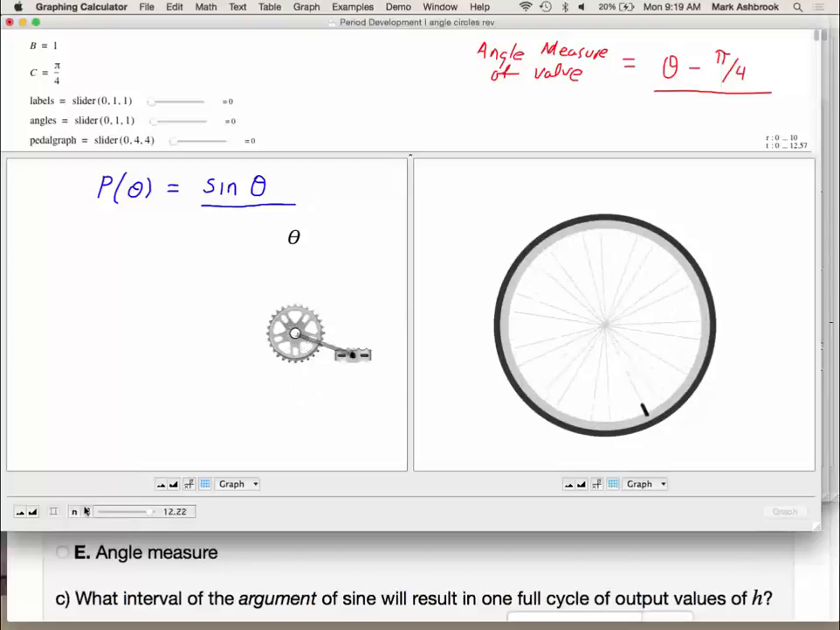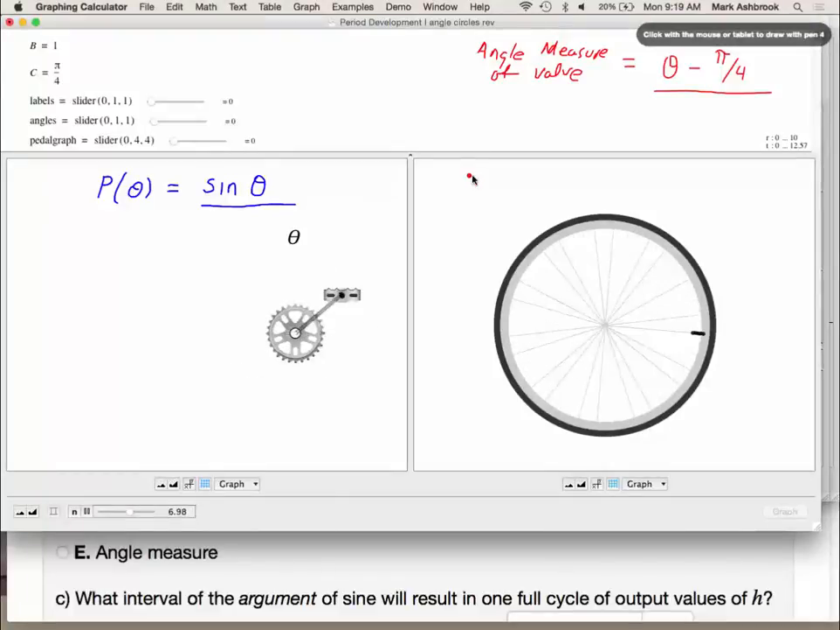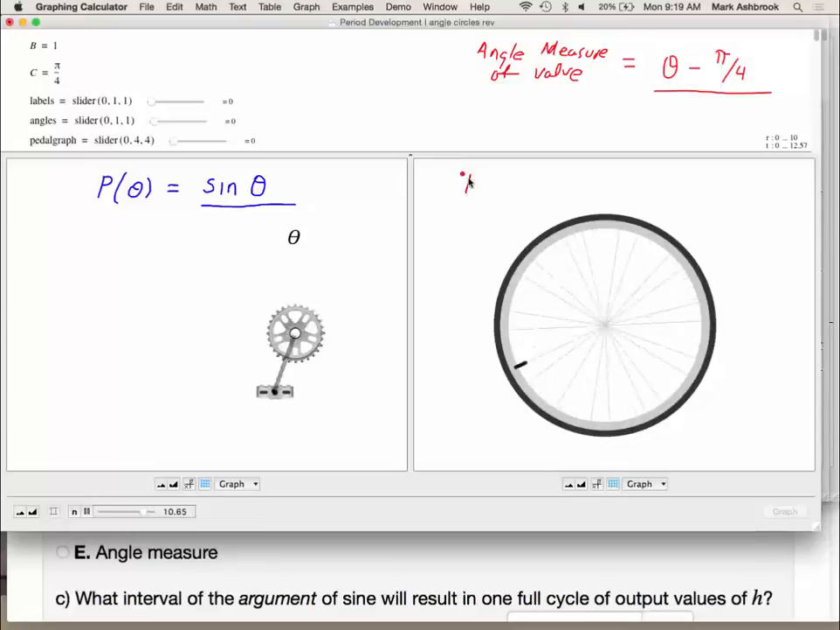Okay, now we want to write a similar function over here for the tire valve. We want its vertical position above the horizontal diameter in radius lengths, but we want to write it in terms of the pedal angle measure. So it's going to be sine.